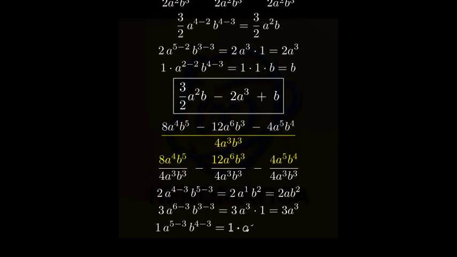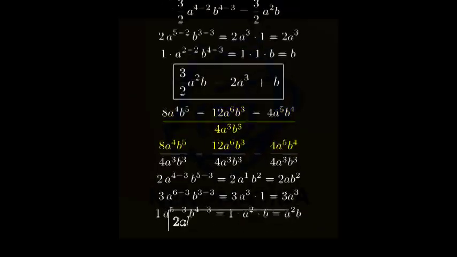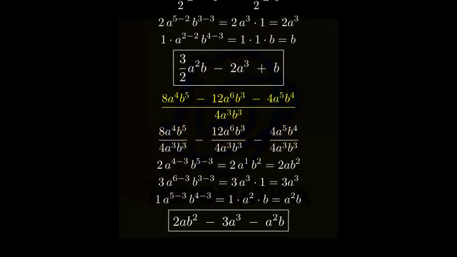For the third fraction, 4 divided by 4 equals 1. A to the fifth divided by a cubed gives us a squared, and b to the fourth divided by b cubed gives us b. So we get negative a squared b. Combining these terms, we get our final answer for the second problem: 2ab squared minus 3a cubed minus a squared b. Let's visualize the process to better understand how division works in these examples.